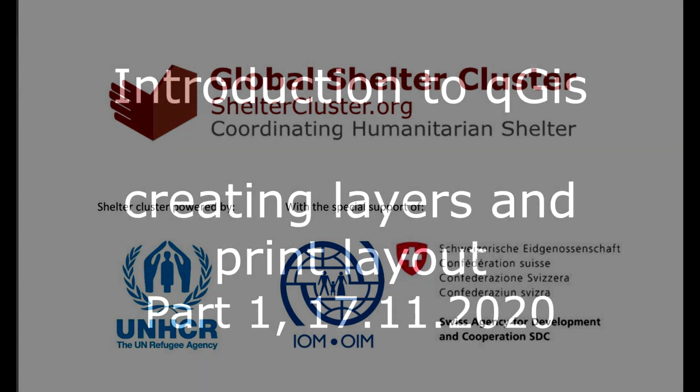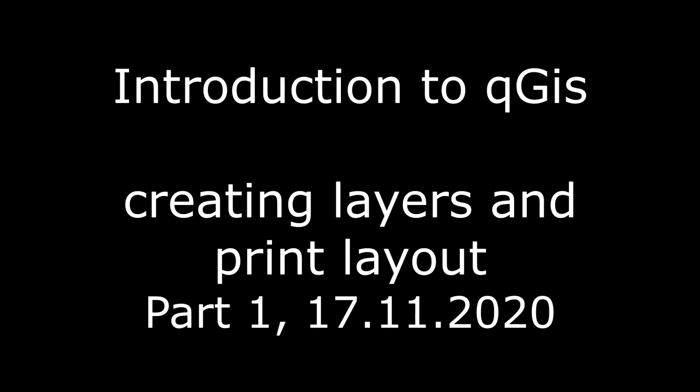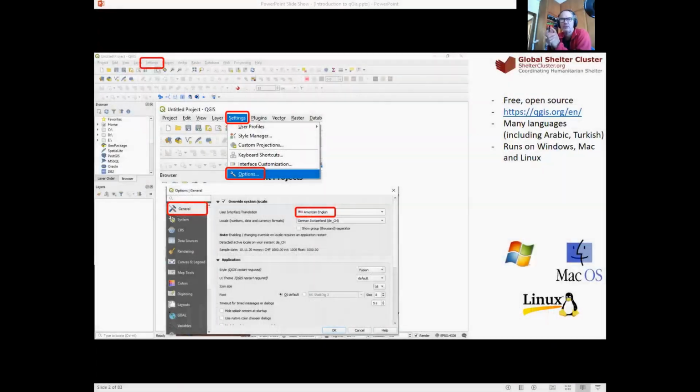Like I was saying before, I decided to introduce you to QGIS. It is a very common GIS software, and the reason behind is that QGIS is free and open source. Everyone can have it, everyone can download it. And it has many languages, Arabic, Turkish, and many others. It runs on all operating systems, Windows, Mac, and Linux. That's why it's very versatile.